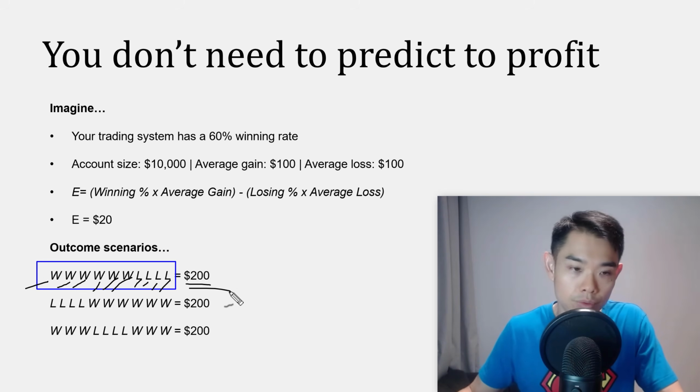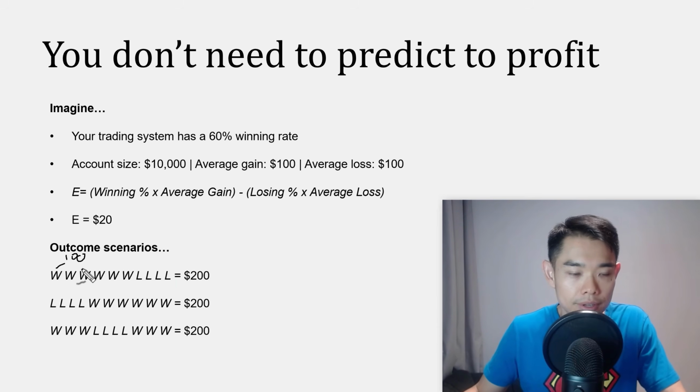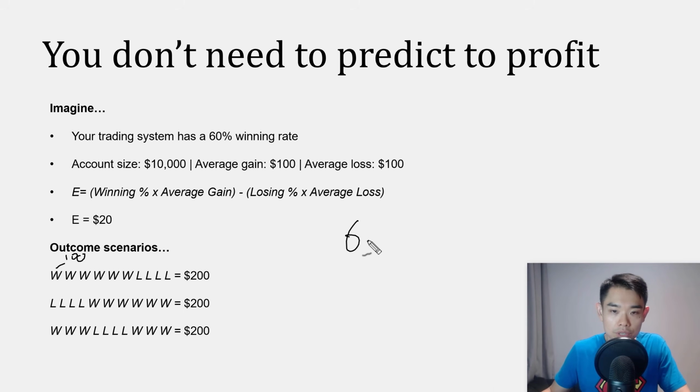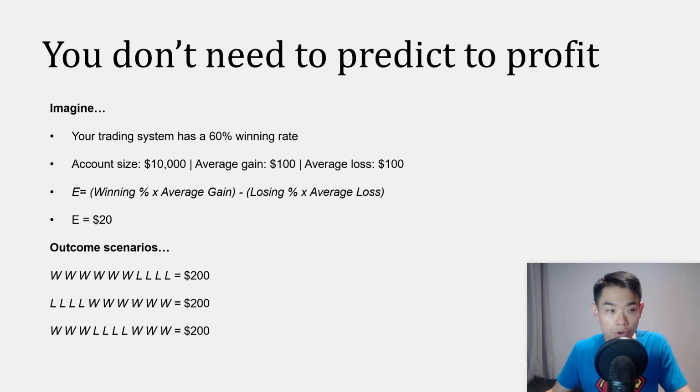And in fact, if you don't believe me, you can just plug in the numbers. Let's say the average gain over here is $100. You have 6 winners in a row, total is $600, minus the 4 losers, which gives you a total loss of $400. You end up $200 ahead. So again, first scenario, you'll be up about $200.